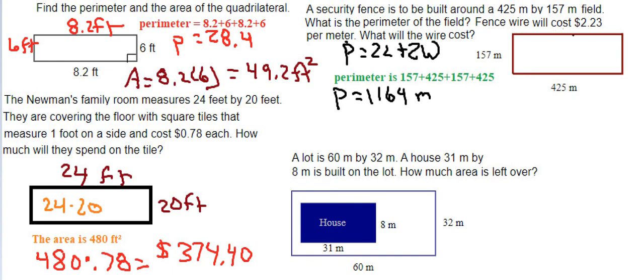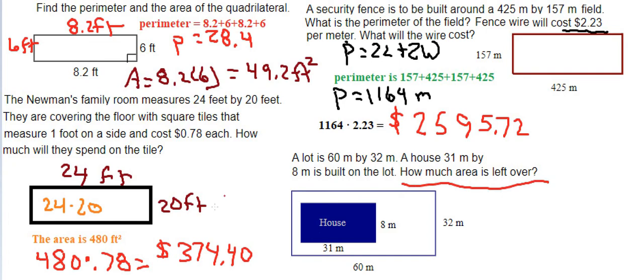So the cost, it's $2.23 per meter. So we're going to take the 1164, multiply it by 2.23, and that's going to give us a total of $2,597.72. For this last question, we have 2 rectangles, and it wants to find the area that's left over.